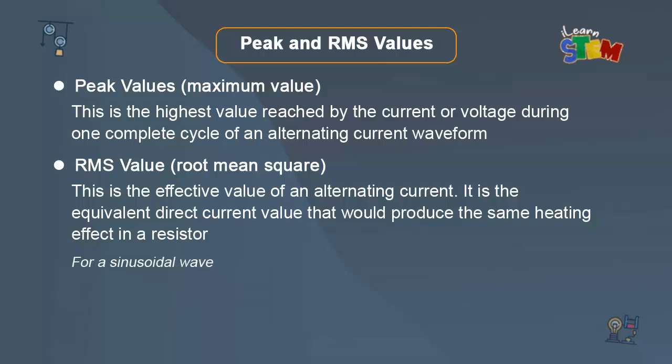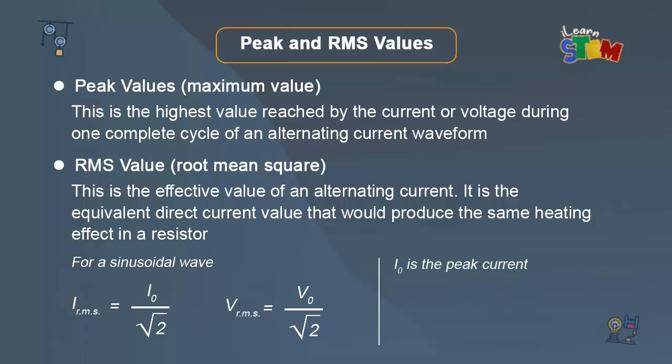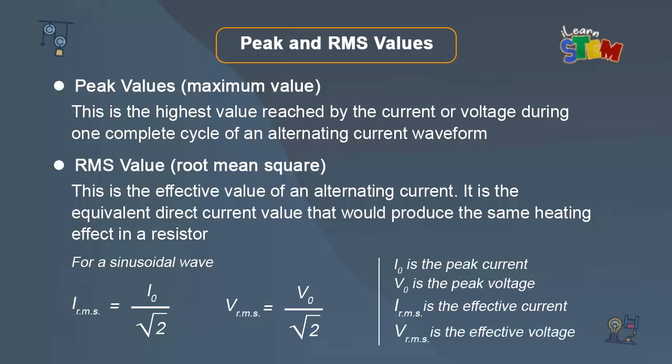Now, for a sinusoidal wave, the root mean square value of current is equal to the peak current divided by the square root of 2. Similarly, the root mean square value of voltage is equal to the peak voltage divided by the square root of 2, where the peak current is written as I0. The peak voltage is written as V0. The root mean square current is written as IRMS, which means effective current. And the root mean square voltage is written as VRMS, which means effective voltage.